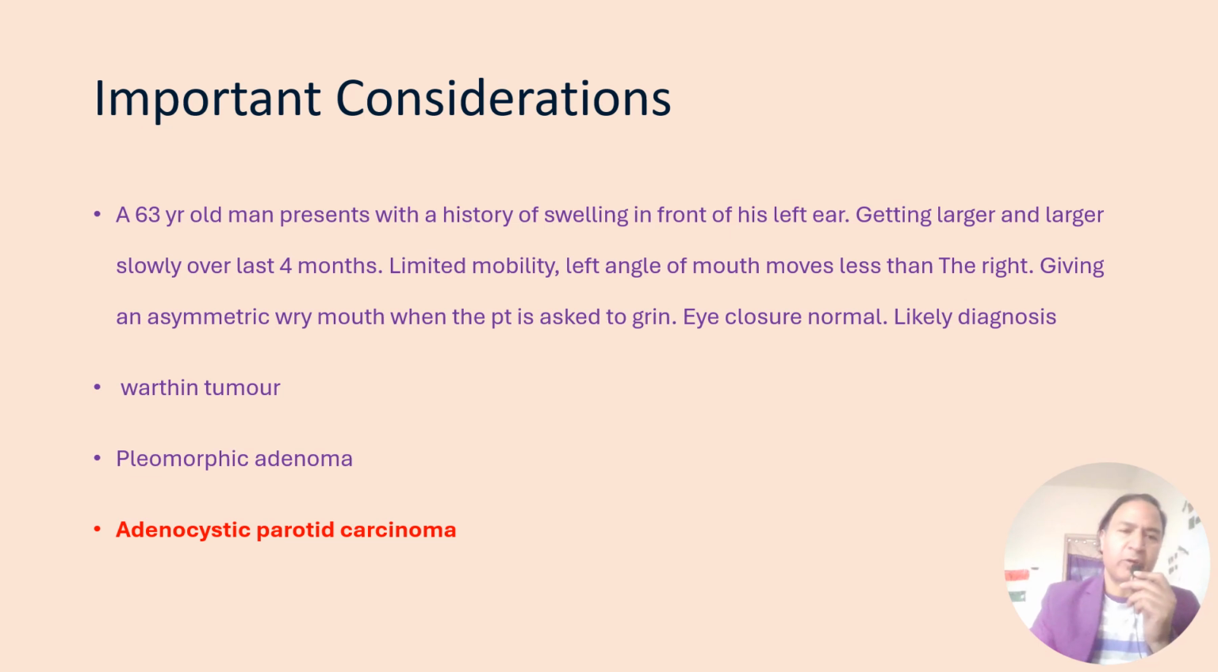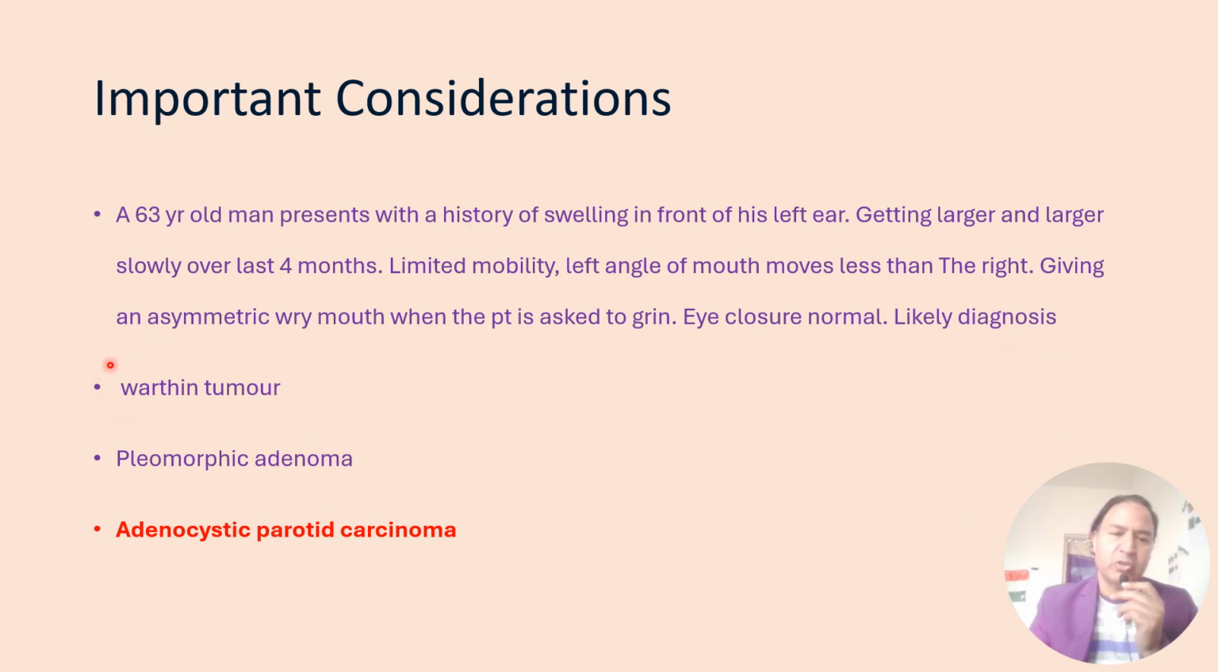Now let us have a question. A 63-year-old patient with a history of swelling in front of the left ear, getting larger and larger slowly over the past 4 months, with limited mobility. The left angle of the mouth moves less than the right, giving an asymmetric wry mouth when the patient is asked to grin. Eye closure is normal. The likely diagnosis is Warthin's tumor.